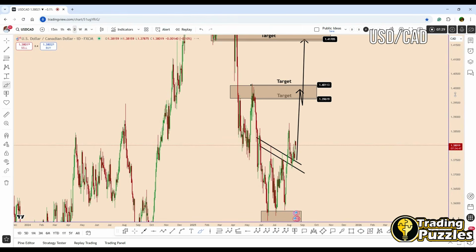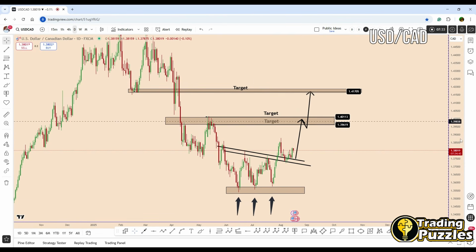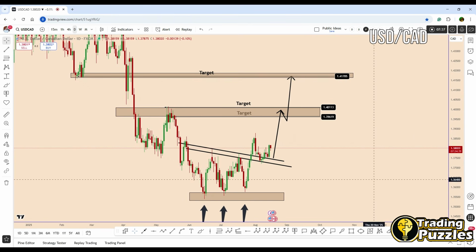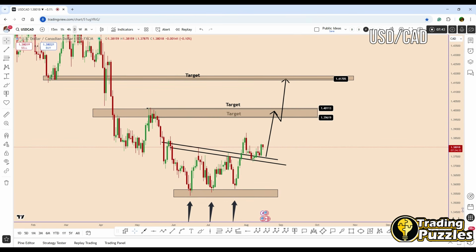So let's see how the price will take shape. But overall, this is our trading scenario. It looks fine. It has higher chances to rise further. I hope you guys enjoyed this analysis.